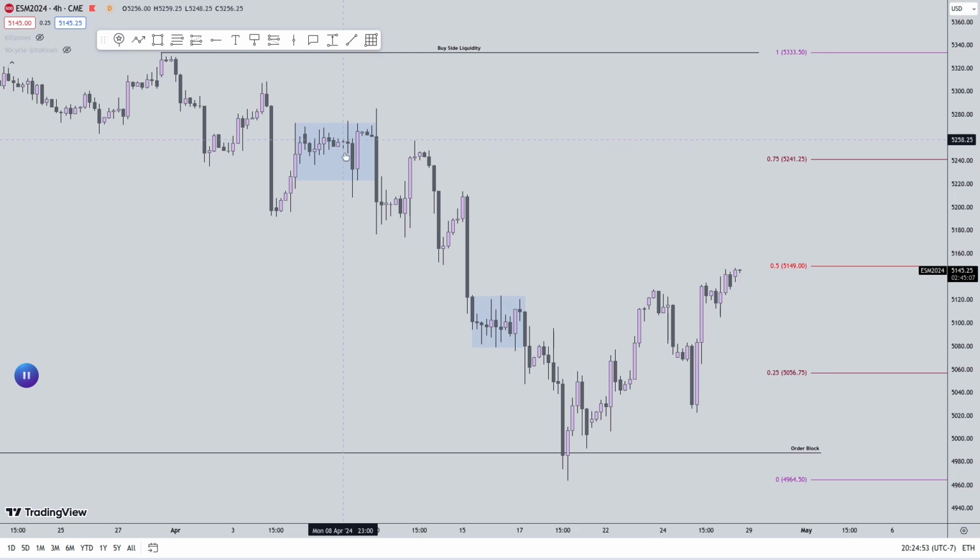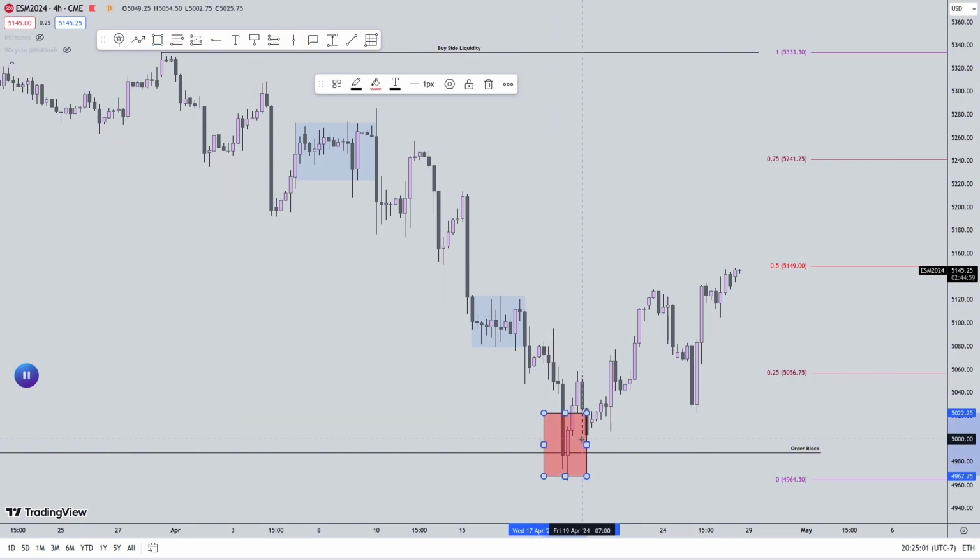So again, you can see there's the first consolidation, the second one, and at the bottom would be the smart money reversal. So we'll mark it up in red right here. This would be the smart money reversal, which is where price reacted into that daily PD array.